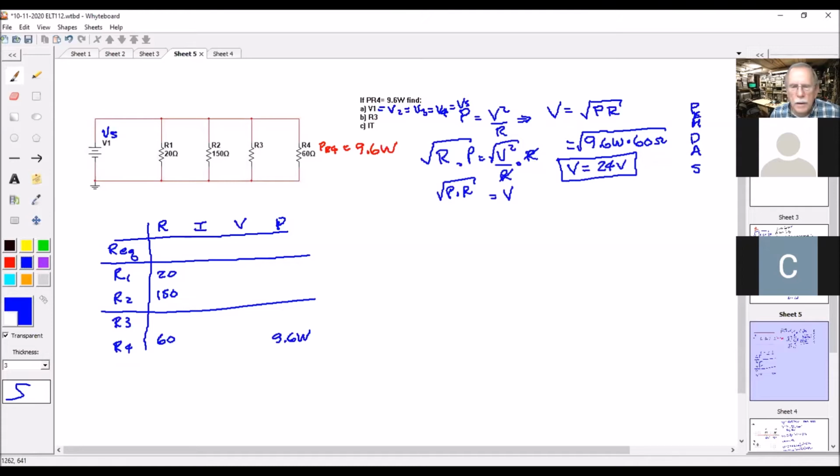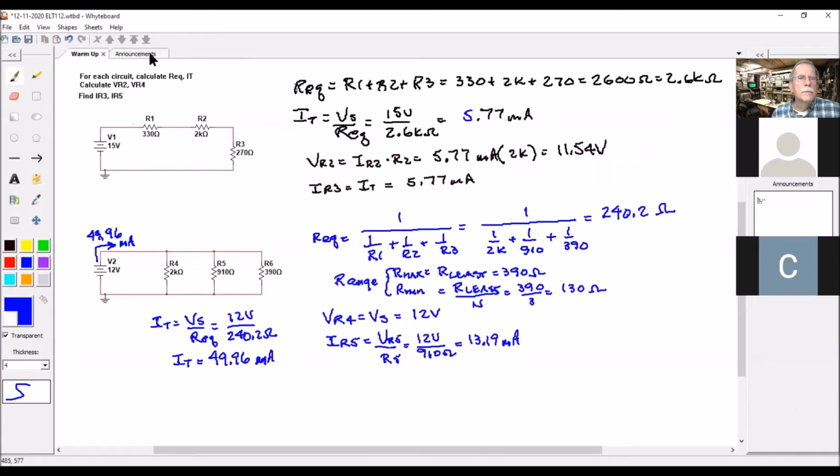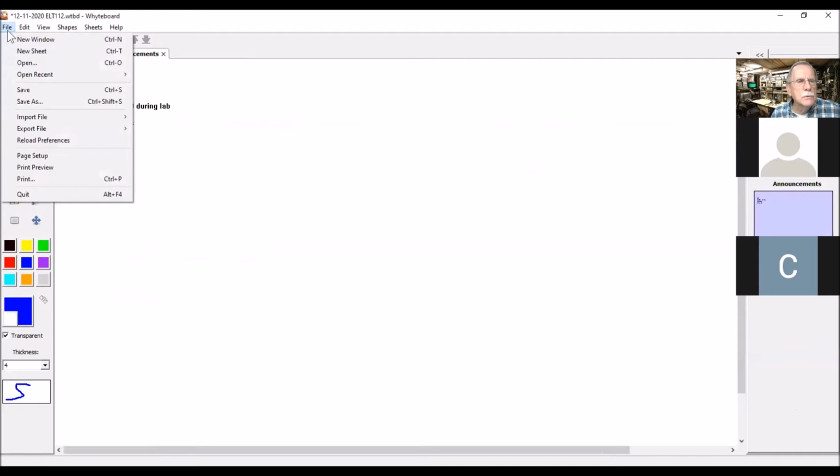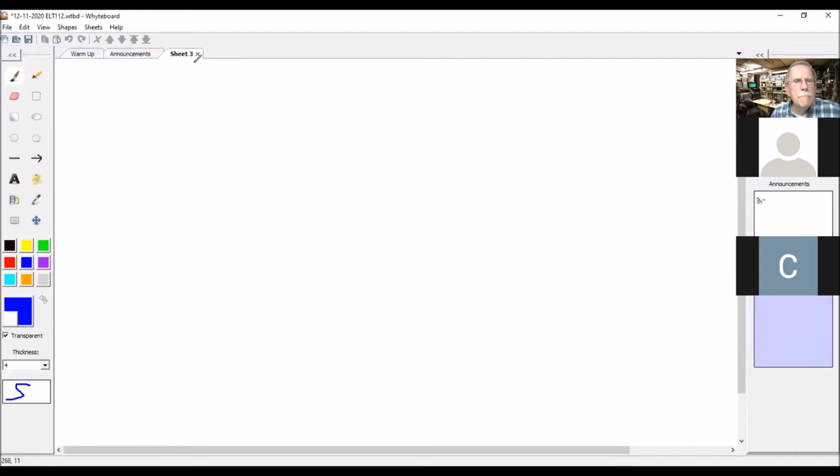Okay, let me go back to the screen I was going to use before. I already talked about the quiz, so let's do a new sheet. All right, series parallel circuits.